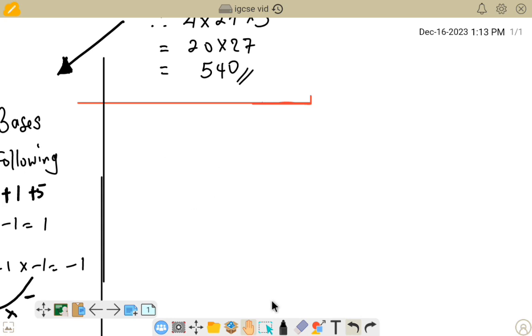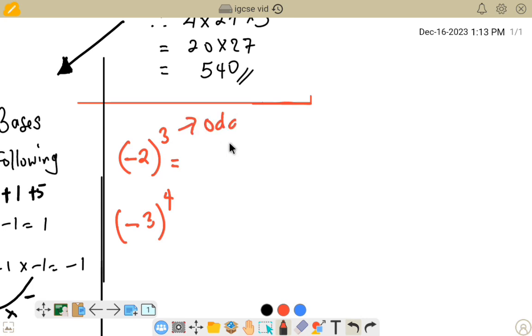So now look at this here. You have minus 2 raised to the power 3, and you have minus 3 raised to the power 4. In this case, since the power here is odd, the final answer will be negative. Here the power is even. You have an even power here, so the final answer should have plus.